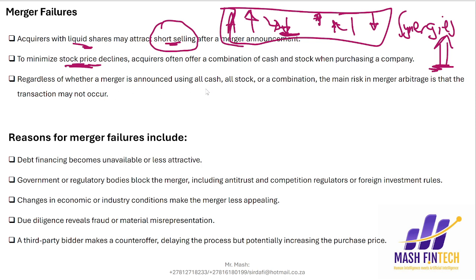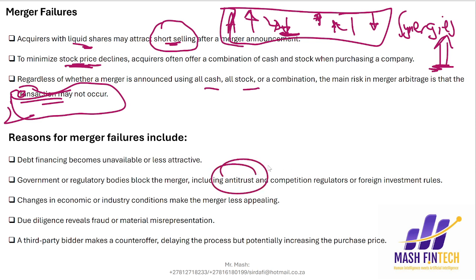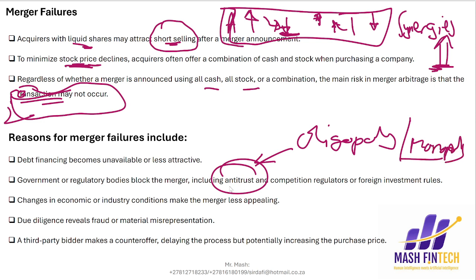Regardless of whether a merger is announced using cash or stock or a combination, the main risk is that the transaction might not happen. This is the main risk, right? Reasons for merger failure include things like debt financing becoming unavailable or less attractive. The government or regulatory bodies block the merger, like your antitrust, where they say you can't have this oligopoly here, because remember, oligopolies dominate the market and do whatever they can, engage in anti-competitive behavior where they come together, they agree on prices, they agree on whatnot. Or monopolies, actually. One big company takes over another company and controls the market and does whatever they want. This can be blocked by government regulation.